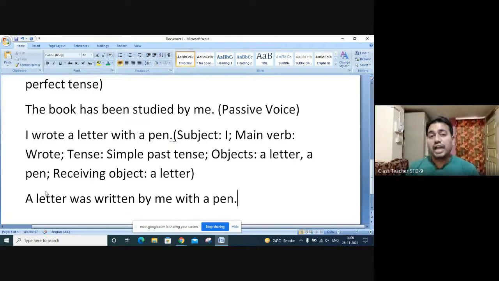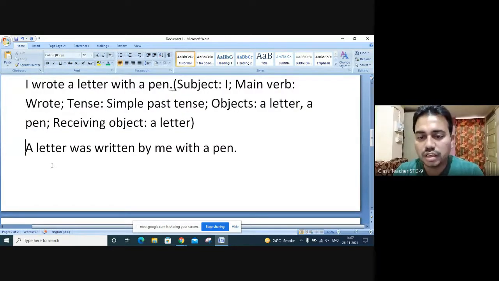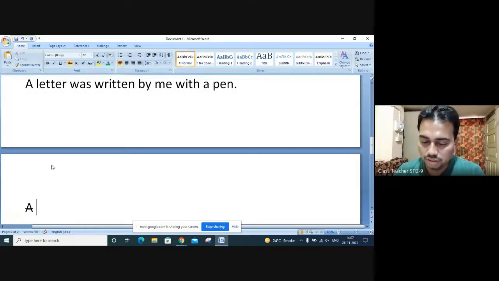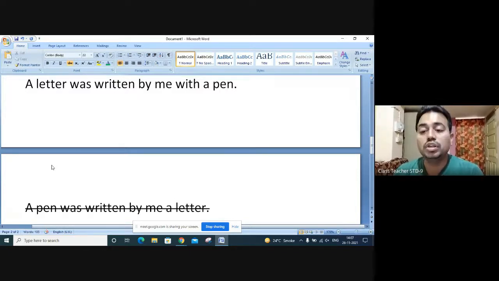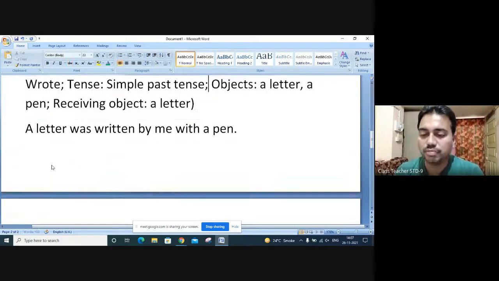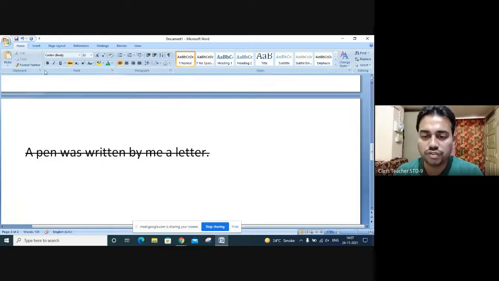Now, some of you might try to transform the sentence into passive voice by using a pen as the subject of the passive voice sentence. Let's try it. It's not going to work. Let's see. I wrote a letter with a pen. Can you write, a pen was written by me? Can you write this? No, sir. So only the receiving object becomes the subject of the passive voice sentence. Clear? Let's see some more examples and see whether this rule of ours is working.